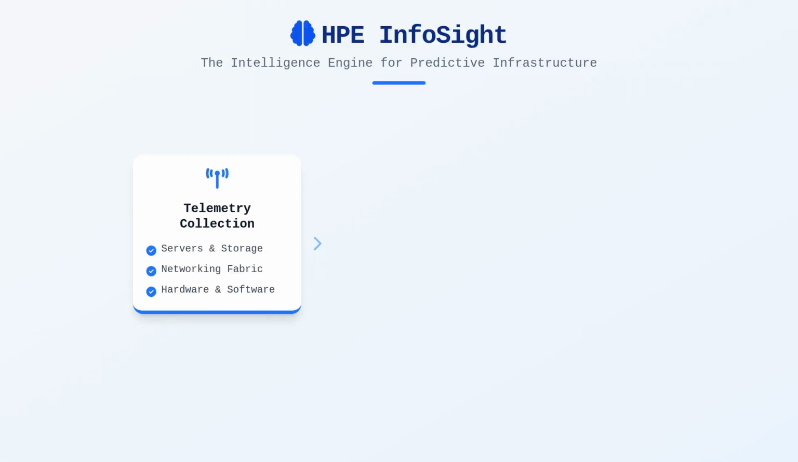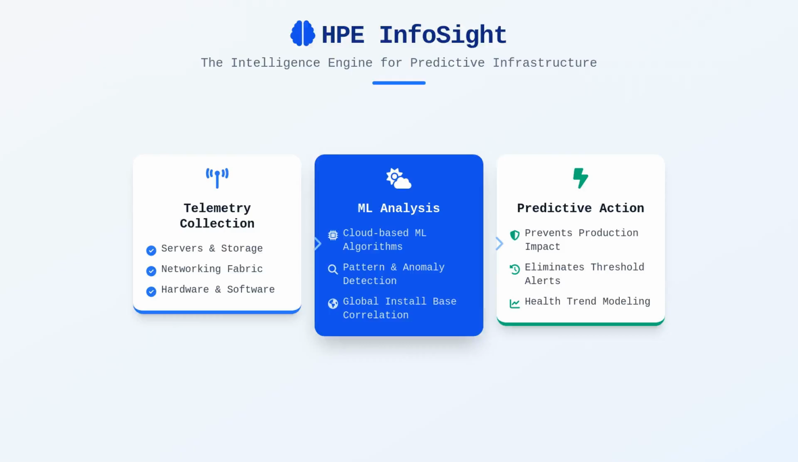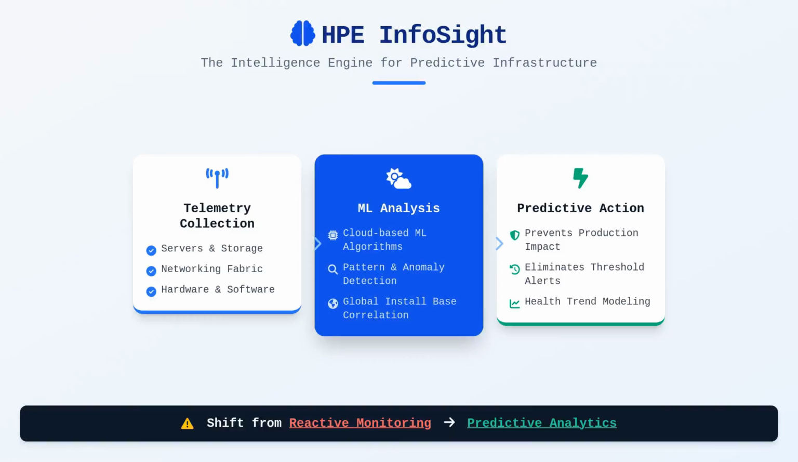This data is not merely stored but processed through cloud-based machine learning algorithms that identify patterns and anomalies invisible to the human eye. By analyzing performance trends and health indicators, InfoSight models potential failure scenarios before they impact production workloads. This is a significant shift in infrastructure management strategy, as it eliminates the reliance on standard threshold alerts that often occur after a failure condition is already in progress.